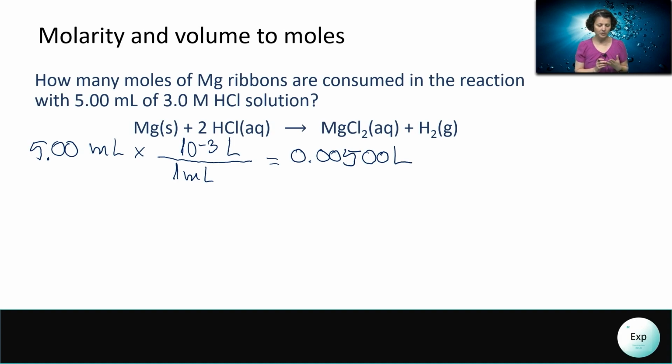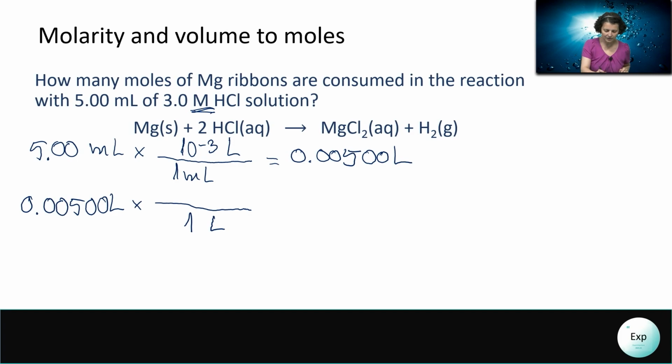If we know the volume in liters and the molarity, which is moles per liter, we should be able to determine the moles of the solute. So here we start with the volume in liters. And then we multiply it by our molarity. On the bottom, we place the 1 liter. And on the top, we say it is a 3 molar solution. So it contains 3 moles of hydrochloric acid in every 1 liter. The liters cancel, and we have moles of hydrochloric acid.